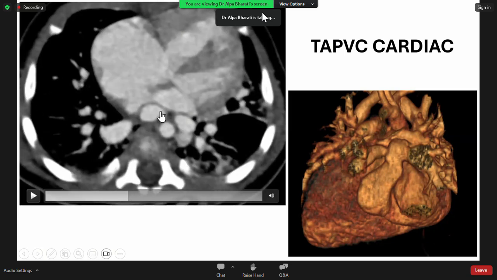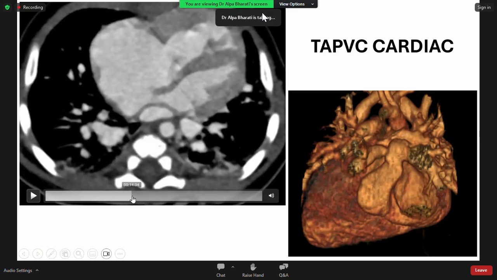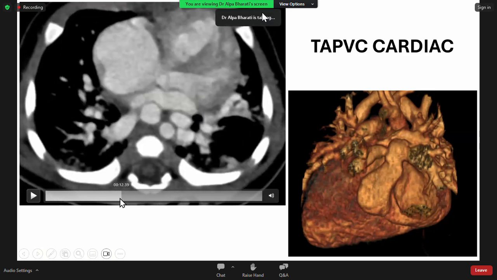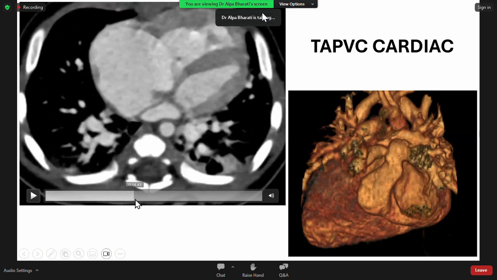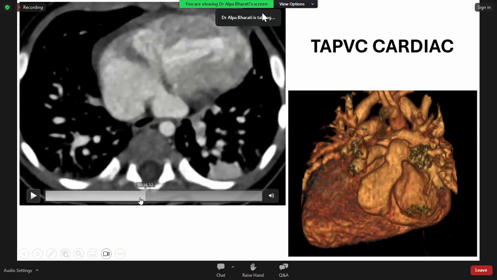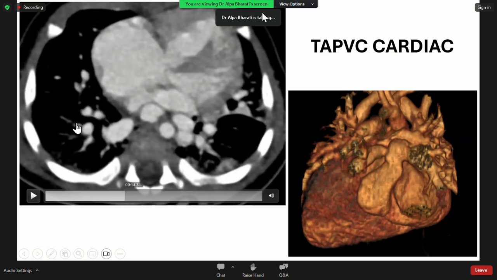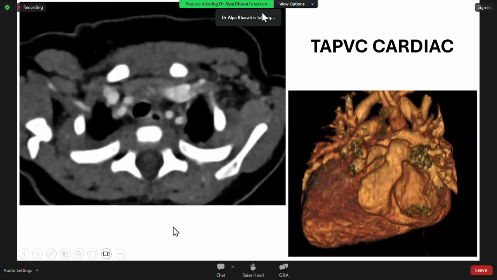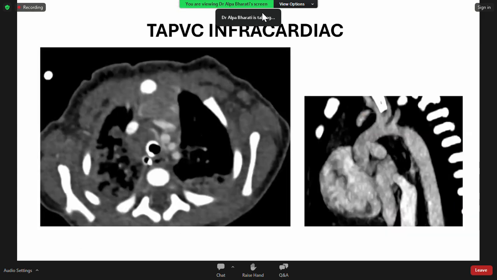Once it forms a common chamber, it will continue inferiorly as a common venous channel. Now, this is the coronary sinus, and this is the common vein which is entering into the coronary sinus. So this is a cardiac type of unobstructed TAPVC. You can see the amount of plethora in the lung, which is common with TAPVC because there is increased right heart, right-sided circulation.